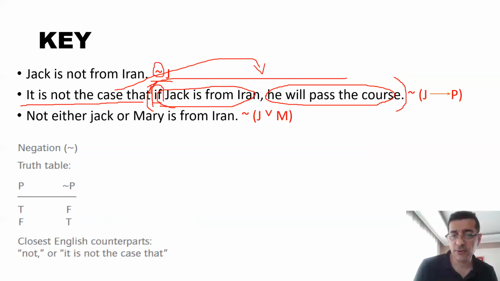Obviously, it's referring to the whole thing. That's why I have put it here outside of the parentheses. Is that right? Now, the same applies to this sentence, neither Jack nor Mary is from Iran. Is that right? So here we have J or M, but the not applies to both of them.